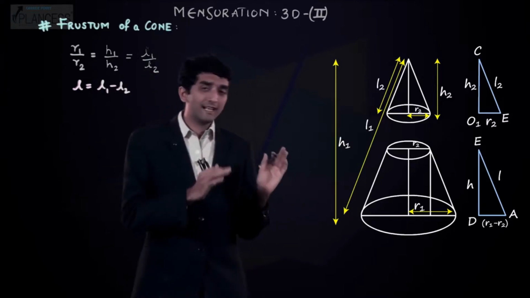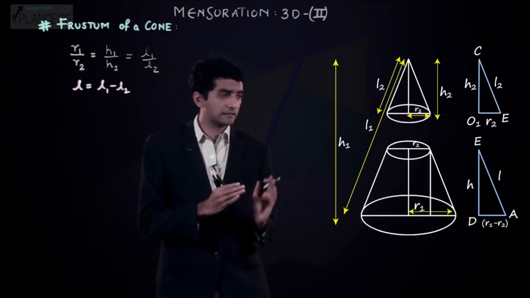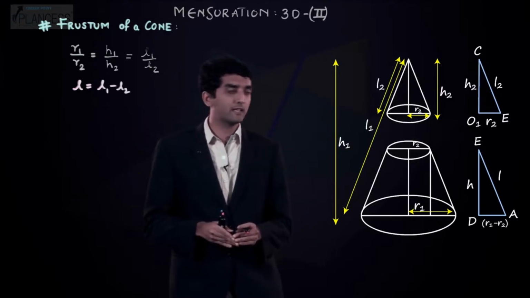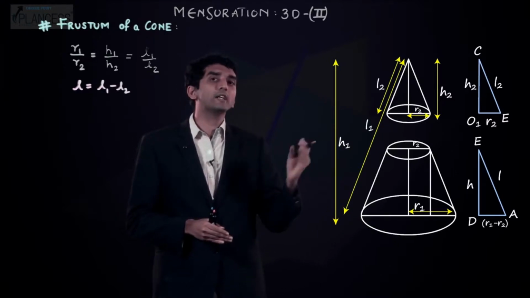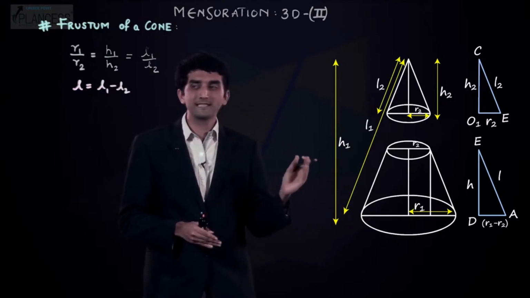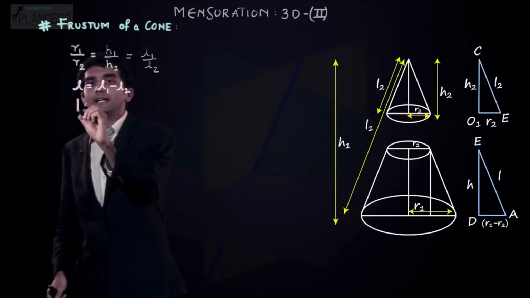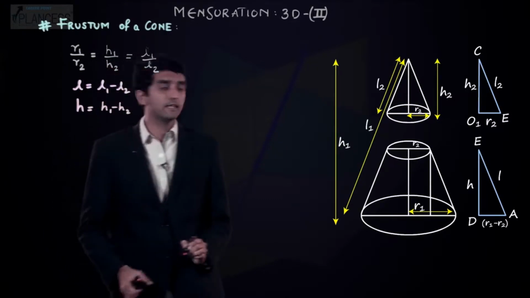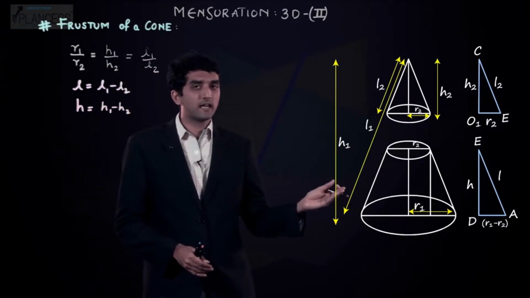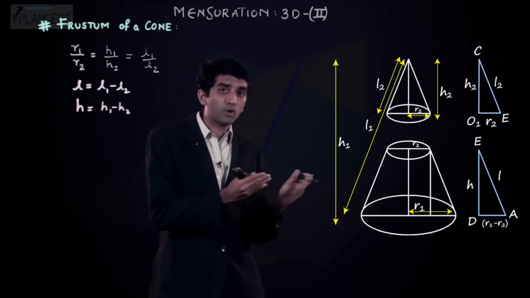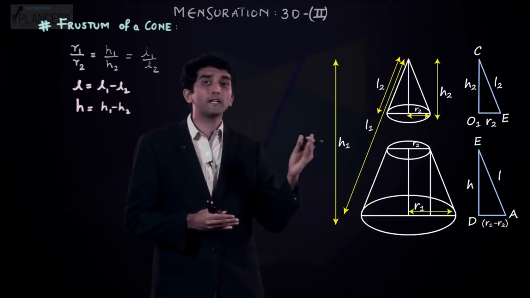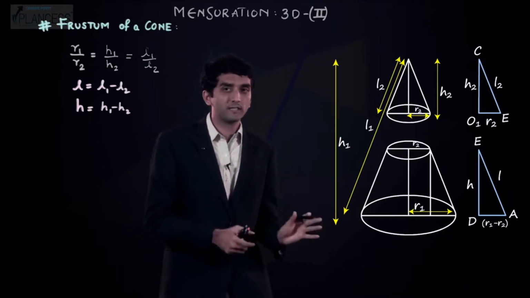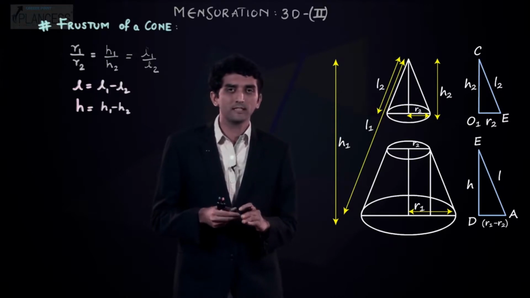So we know that about the frustum we have three things. One is the slant height of the frustum, which is L, which is nothing but L1 minus L2. We also know the height of the frustum, H, and height can be written as H1 minus H2. And the bottom base has radius R1, and the top base has a radius of R2. These are the things about the frustum which will generally be given to us in the problem.